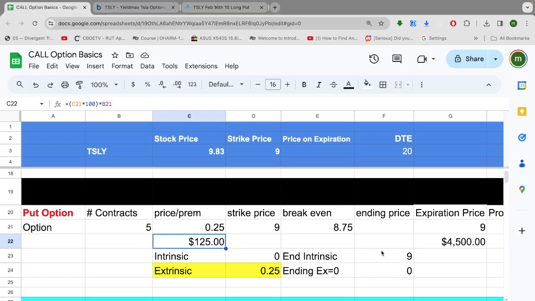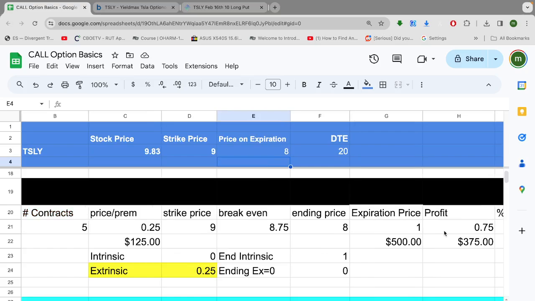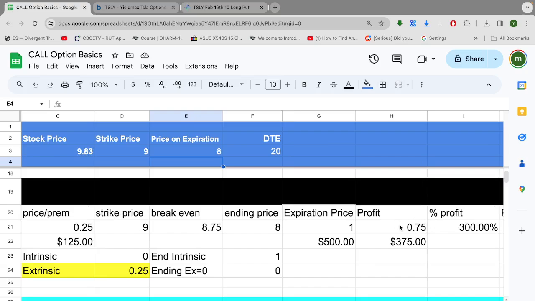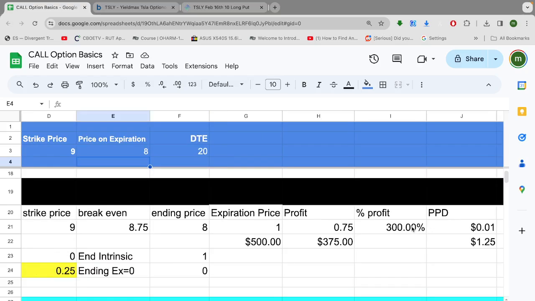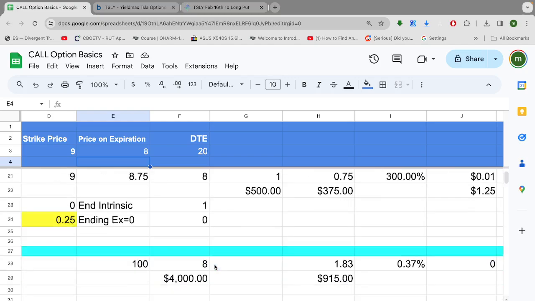All right, so let's look at this. Let's do an ending price of $8, just like we did in the last one. All right, so at $8, this option would be worth the difference between 9 and 8, which is 1. But we paid a quarter for it, so it would be a profit to us of $375. All right. The 300% profit, that's a more percentage profit than last time, and we use less money to start with. This option is offering more leverage because it's cheaper. But when we're trading for that leverage, we need TSLY to go down further before we start to make money.